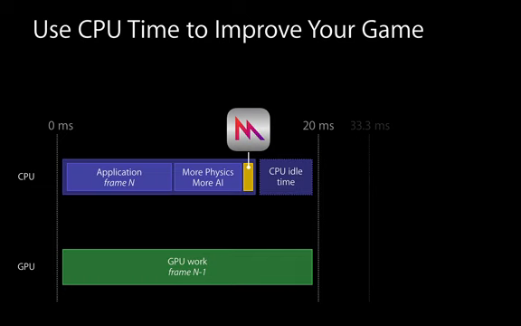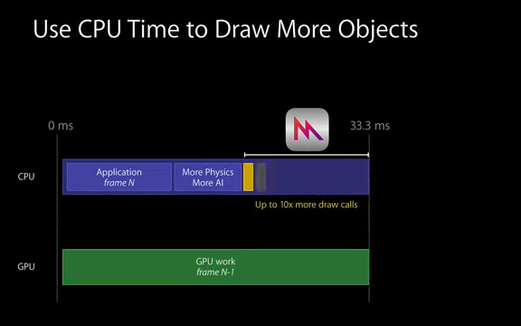We have a little bit of CPU idle time here left. We could actually choose to go back to our 30 frames per second target and add even more draw calls, with Metal providing you up to a 10x increase in efficiency. And you can either draw more things with the GPU, or maybe just draw them in a much more flexible manner so you can get more visual variety. So that's what we're trying to do with Metal.